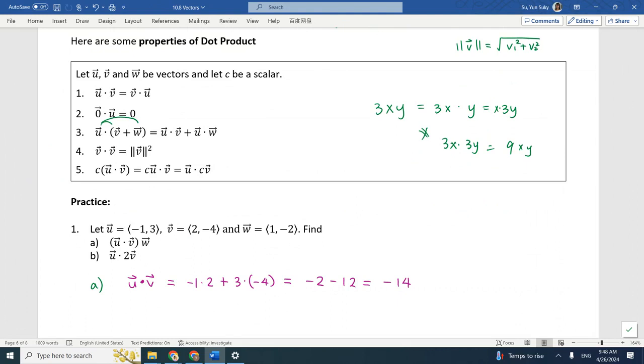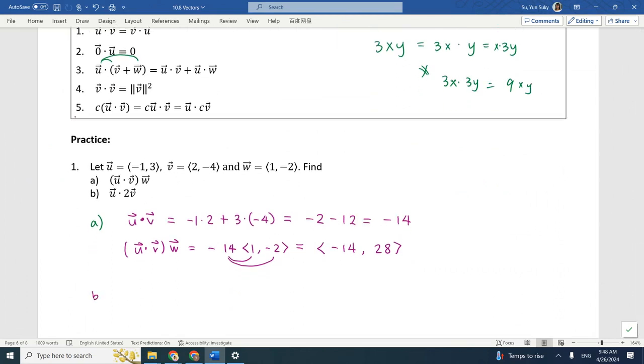The dot product. And now the second step, this is a number. So you use this number multiplied by w. So you have -14 multiplied by w. Now you distribute. What is your first component? Yes. What is your second component? Yeah, positive 28. Right, everybody? This is part A. Now part B.